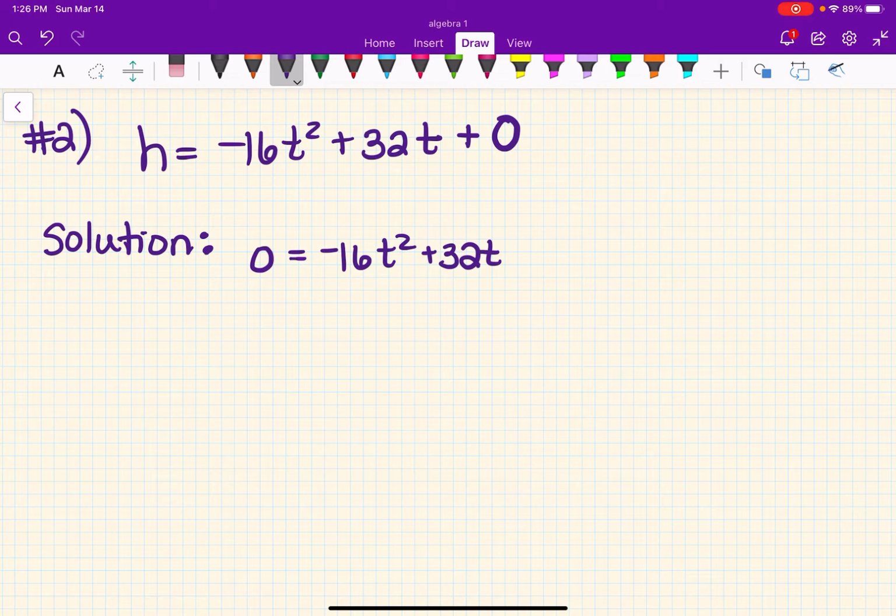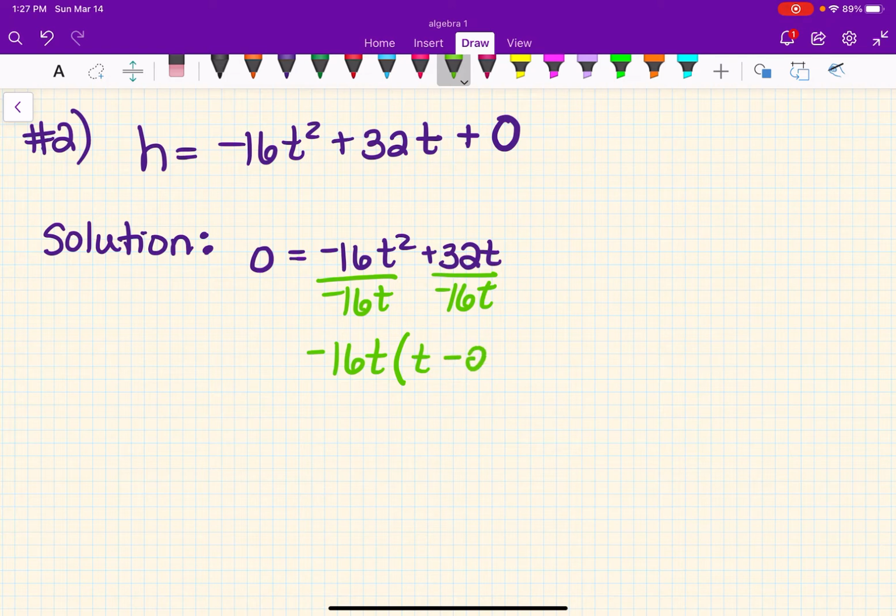Because 32 is divisible by, we have a GCF here, and that's why I really talked about GCF a lot. Both of these, and I'm dividing by a negative because I like my lead term to be 1. You can do it either way, it'll work out. So 16 and 32 is divided by 16, and there's a t in each one. We don't have to do magic X or anything. We can just do greatest common factor, and look what happens. Okay, we get negative 16t times t minus 2, and we have it equal to 0.